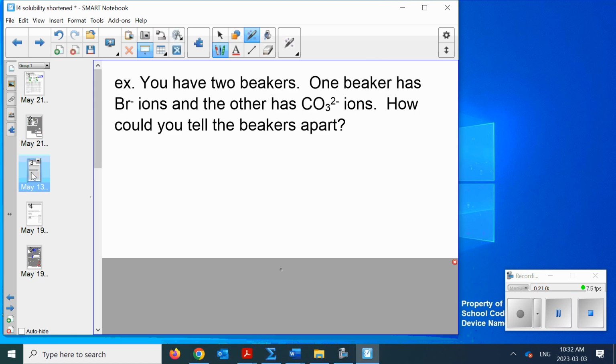Because where does this go? This, I was telling you, is leading up to a lab. Here's where it goes. You have two beakers. One beaker has bromide ions, one has carbonate ions. How can you tell the beakers apart? We'll do this together, but I'll let you jot it down first.